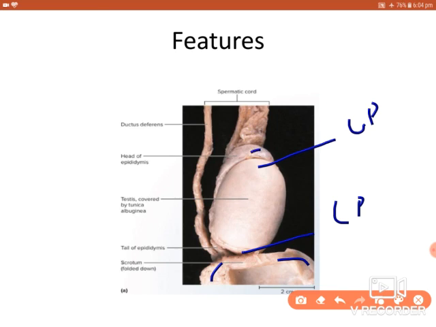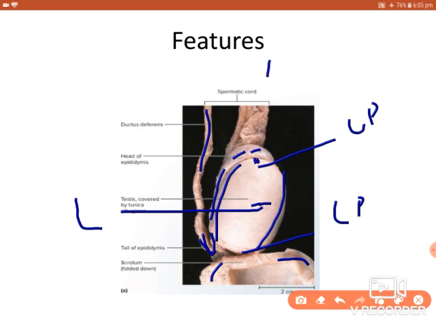This is the head of the epididymis, body. This is the tail, continuous. This is the ductus deferens. This one forms the posterior border. This is the anterior border. Here we'll get the sinus of the epididymis. So this is the lateral surface. This is also the right testis.